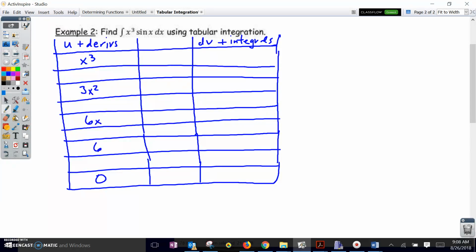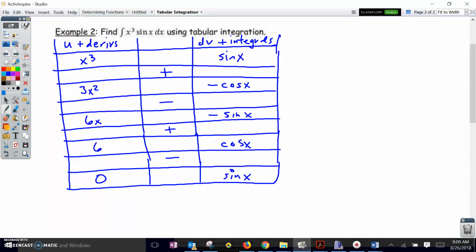And then dv and its integrals. dv there is sine of x. The integral of sine of x is negative cosine. The integral of negative cosine is negative sine. The integral of negative sine is positive cosine. And, pardon me, did I just say derivative? I meant integral. The integral of cosine of x is sine of x. Okay, so we're just taking integrals up the ladder there. And then in the middle columns, I'm going to stagger my plus or minus signs, starting with the plus sign.